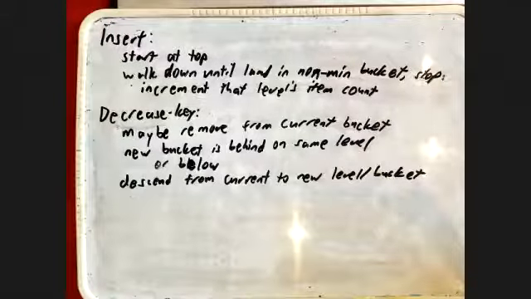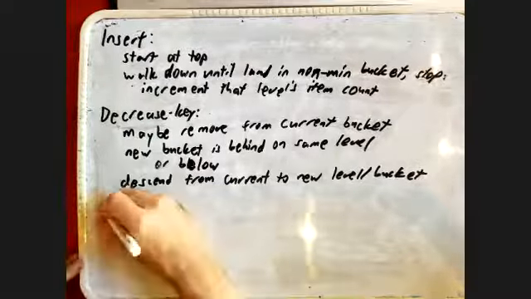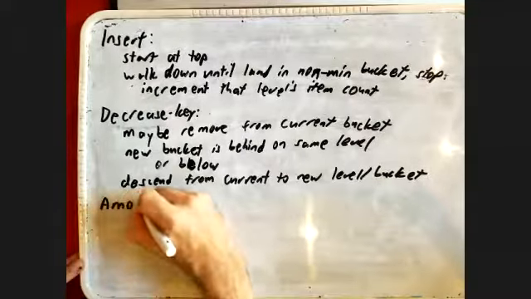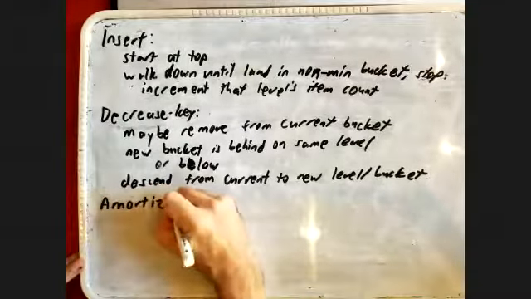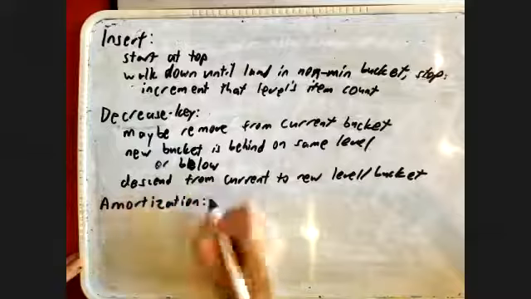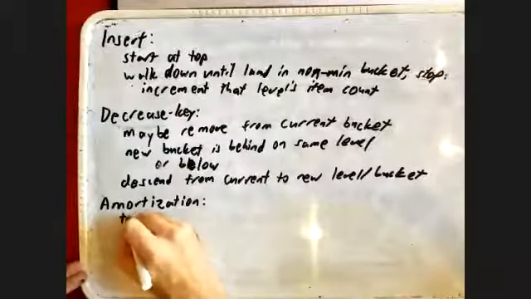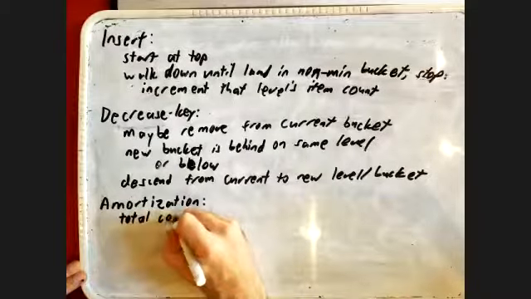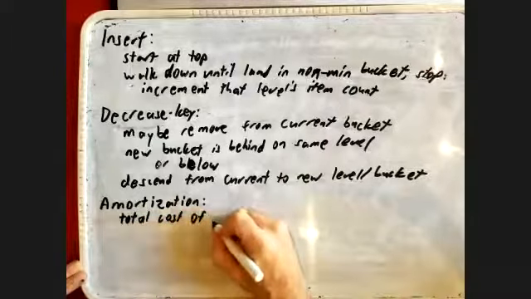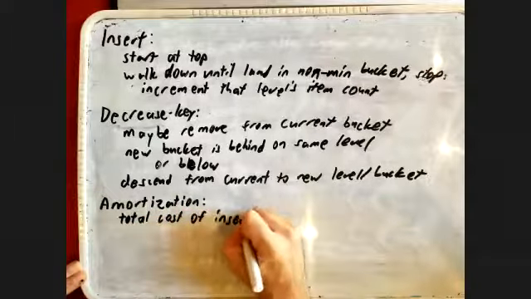Okay. So already I can put together an amortization for the cost of these operations. What is the total cost of insert and decrease key operations on a particular item? Excuse me, can you repeat the decrease key? Yes. Let me just finish writing this.